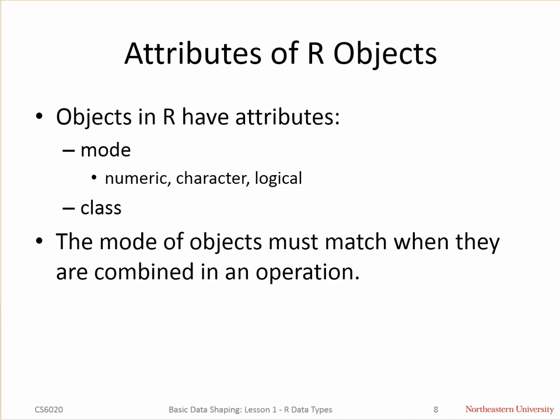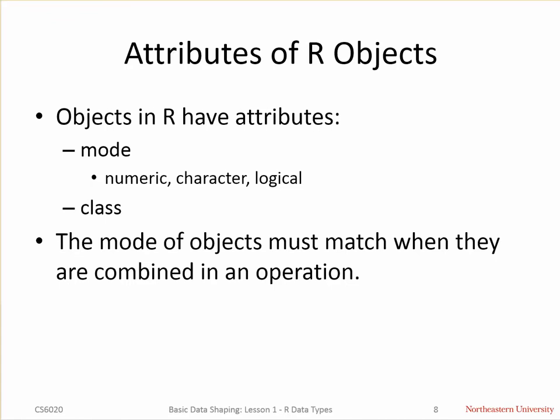Now, objects in R have attributes. Specifically, there are two attributes that every object inherits, if you will, and those are mode and class. The mode is what kind of an object it is. It's kind of like the data type, if you will. It's either numeric, character, logical, and so on. And the class determines the type, the class of the object that it belongs to, which defines the operations you can perform on the object.